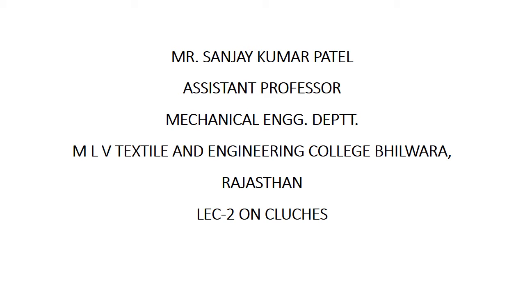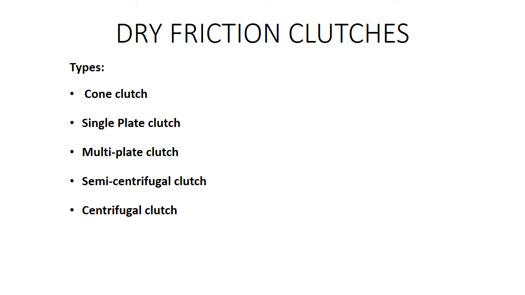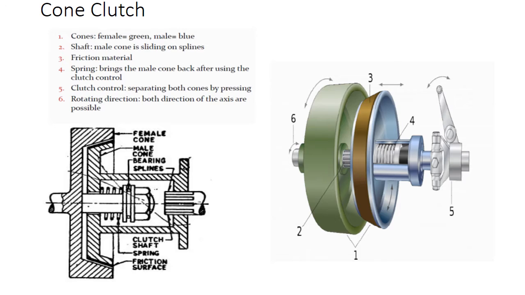Here I will discuss the lecture on drive friction clutches and their types. I have mentioned a total of 5 clutches related to drive friction. First one is the cone clutch, second is the single plate clutch, third is the multi plate clutch, fourth is the semi centrifugal clutch, and the last one is the centrifugal clutch. Cone clutch: here I have discussed cone clutches and their working in a schematic diagram.